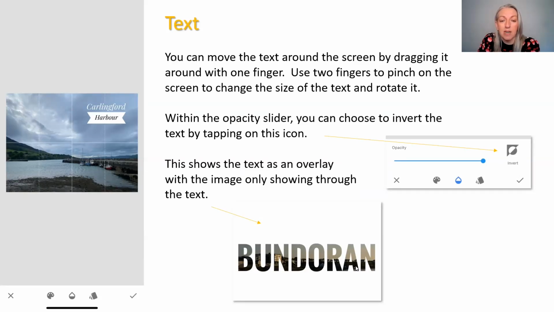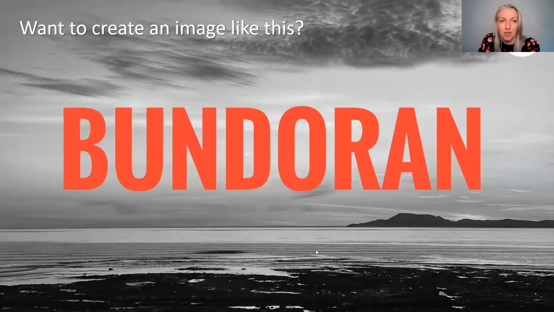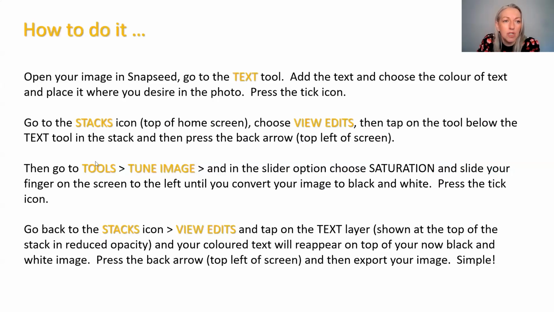And then it will show the text as an overlay with only the image showing through the text. So I'll show you an example here. If you wanted to try and do this, what you would do is you open your image in Snapseed, go to your text tool, add the text, and choose the color, and then place it where you desire it to be in the photo. Then press the tick icon.